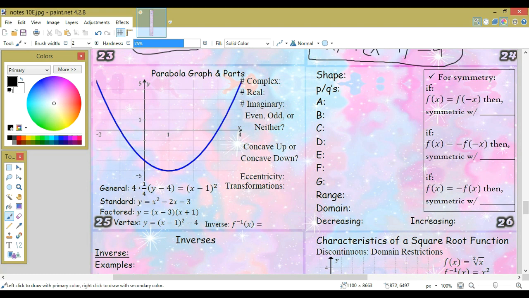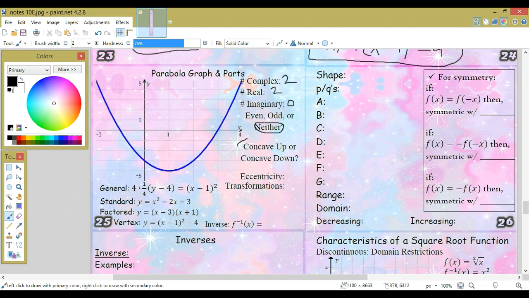Page 25. Now we're going to talk about characteristics of quadratics. So this right here is a quadratic. The shape is a parabola. It's two complex numbers in a quadratic. In this case, there's two real because it crosses the x-axis 2 times. That means there's 0 imaginary. It's neither even nor odd because it's not symmetric with the y-axis and it's not symmetric with the origin.